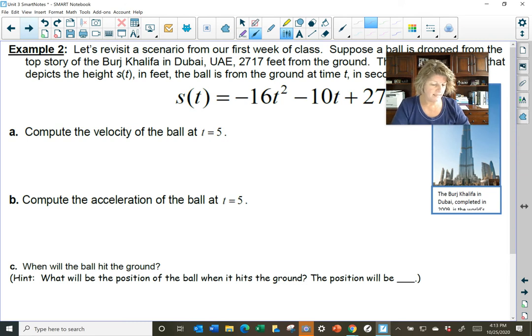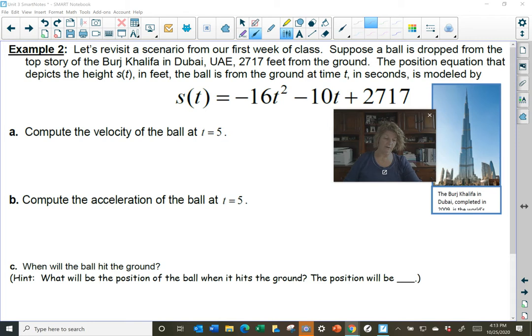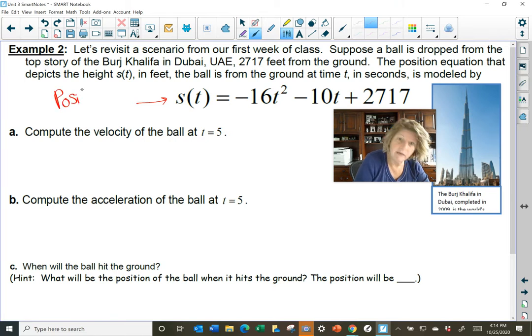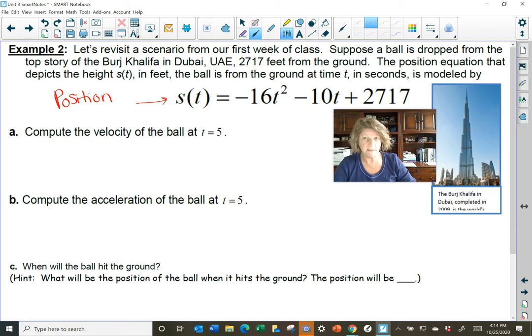Hours. Example 2, let's revisit a scenario from the first week of class. Suppose a ball is dropped from the top story of the famous building in Dubai, 2,717 feet from the ground. The position equation that depicts the height in S of t in feet the ball is from the ground at time t in seconds is modeled by this function S of t. Remember, that is our position function. Let's even make a note of that. This is our position function. It gives me the height of the ball at any particular time t, which is in seconds.